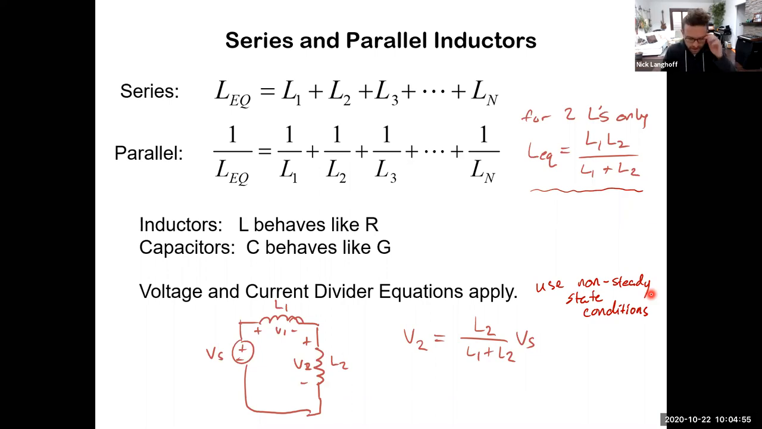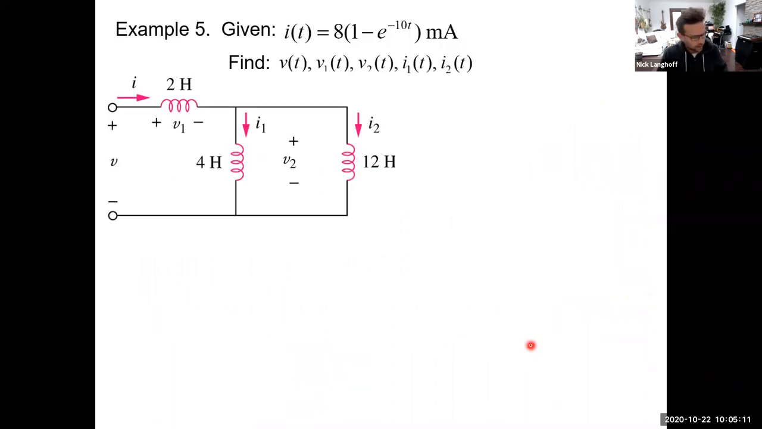So you can actually calculate the voltage V2 across L2 as L2 over L1 plus L2 times the voltage source VS driving both of those. So let's utilize the fact that voltage and current divider equations apply, and let's solve a circuit. Here's a circuit with all inductors that is not steady state.